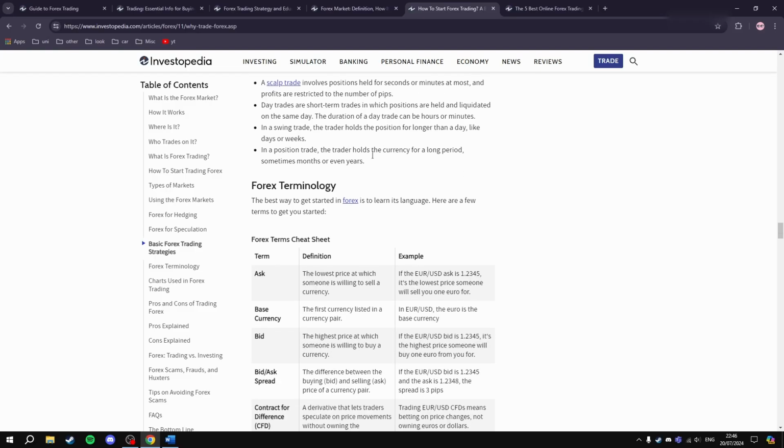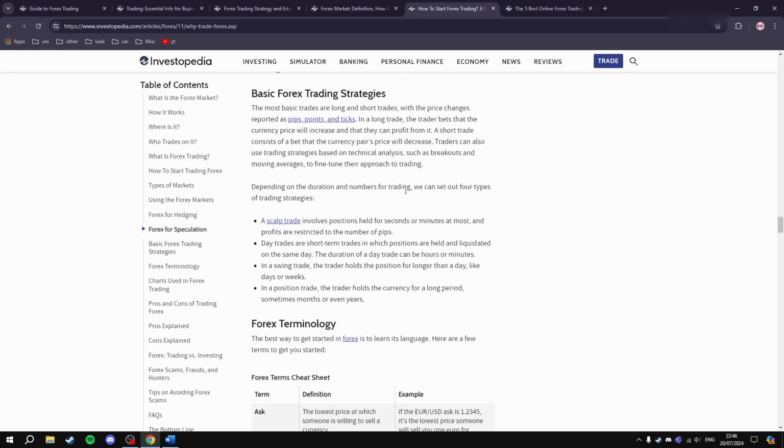Scalp trade involves positions held for seconds or minutes at most, and profits are restricted to a number of pips. Day trades are short-term trades in which positions are held and liquidated on the same day. The duration of the day trade can be hours or minutes. In a swing trade, the trader holds positions for longer than a day, like days or weeks. In a position trade, the trader holds the currency for a long period, sometimes months or even years.